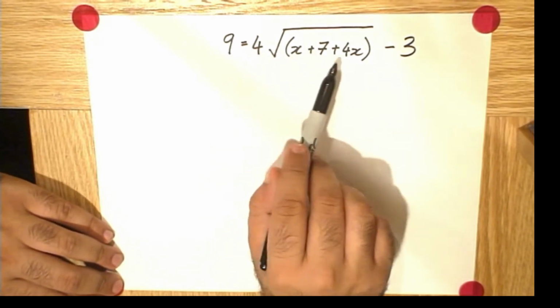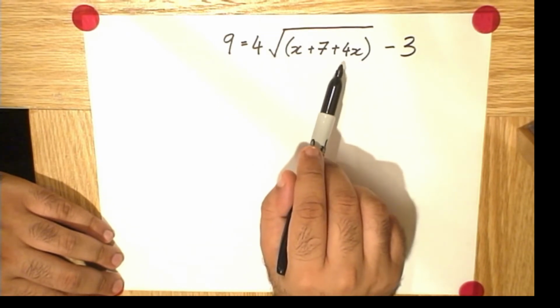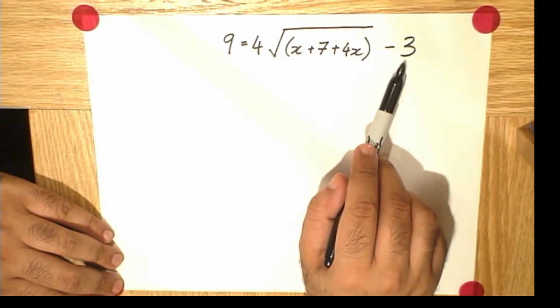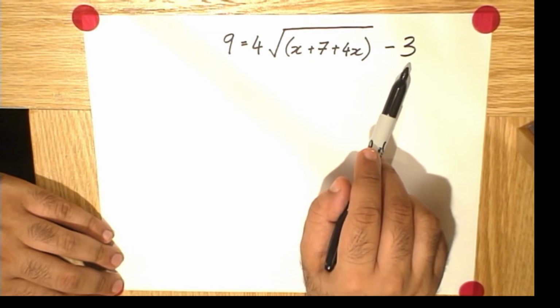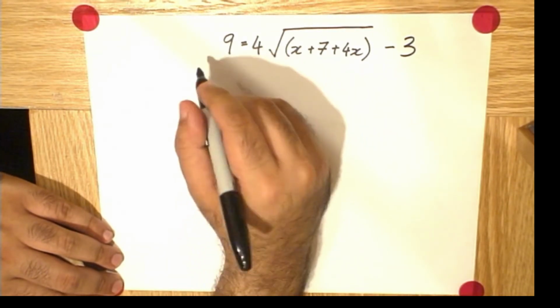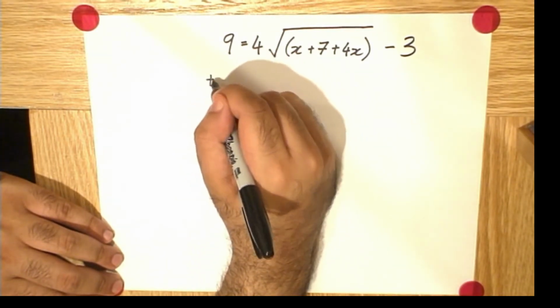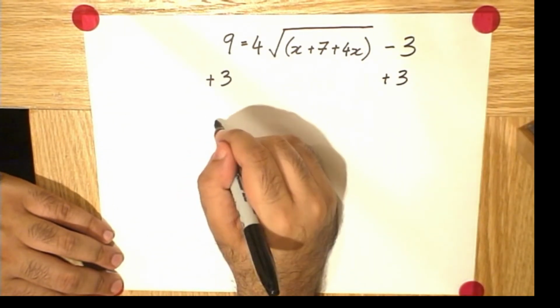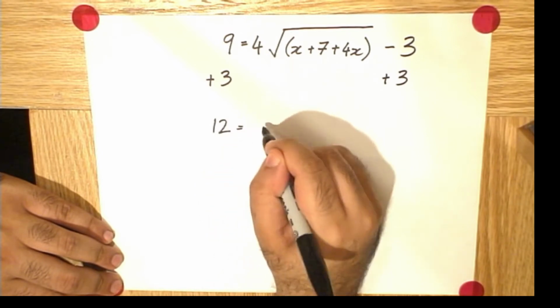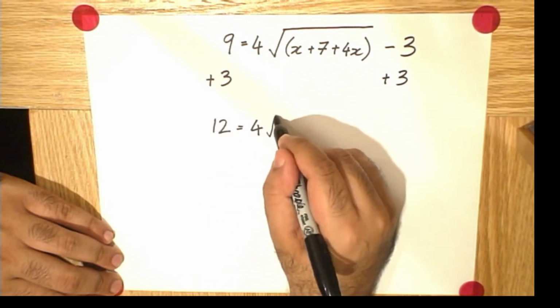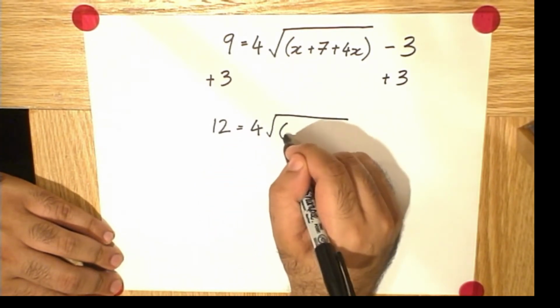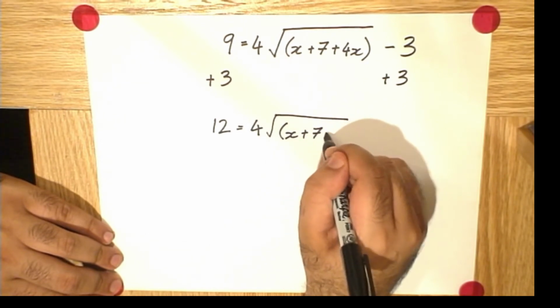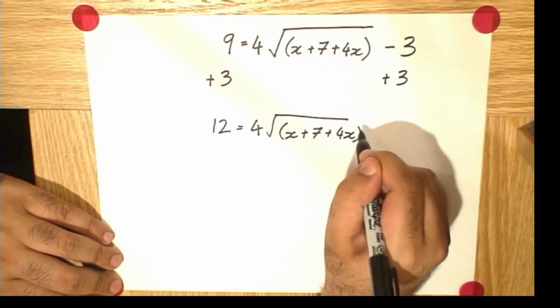The last thing that was done to this according to reverse PEMDAS would be the subtraction of the 3, because subtraction is the last thing that occurs in PEMDAS. So we have to do that first. We have to undo that first, rather, by adding 3 to both sides. That gives us 12 is equal to 4 times the square root of x plus 7 plus 4x.